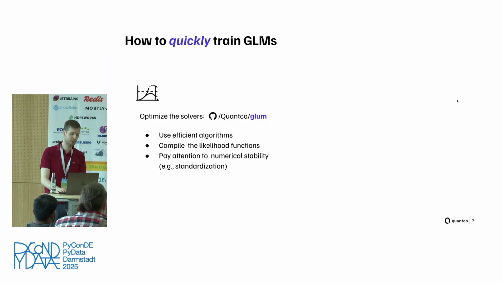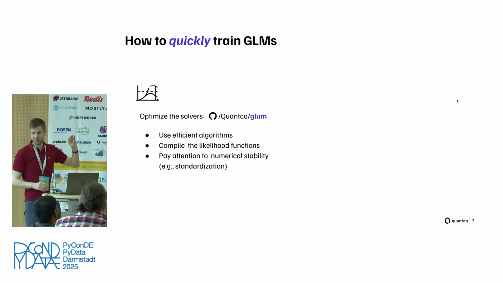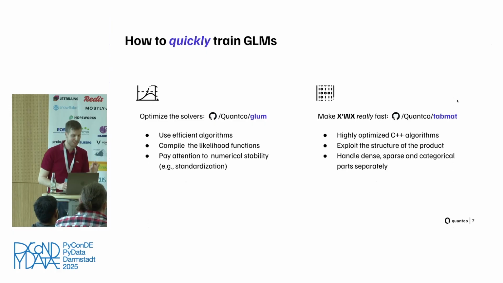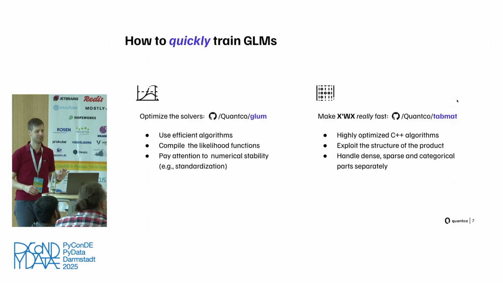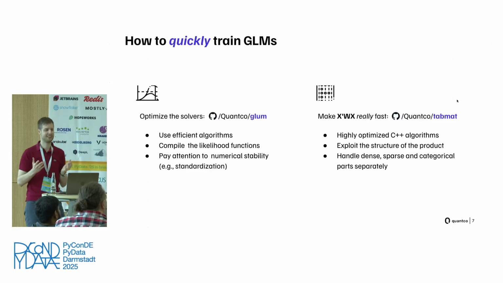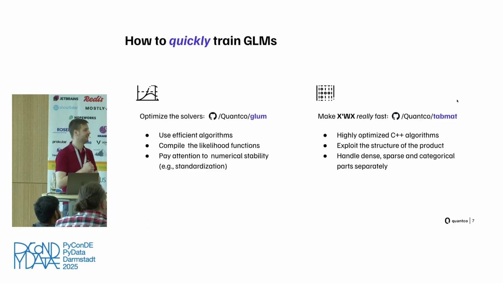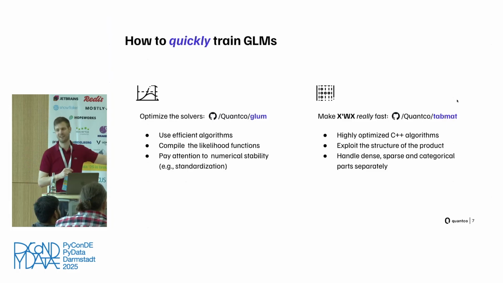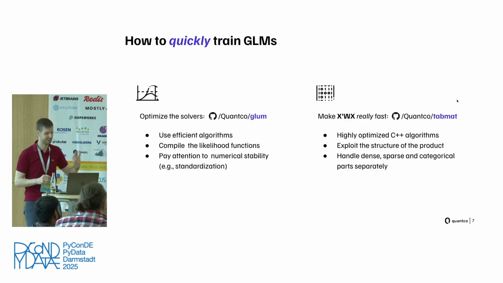It doesn't really matter. Pay attention to the usual things that you should pay attention to, like your algorithm should be numerically stable and all that kind of things. And we do this in this package called Glum. But the other thing you can do is to just take this sandwich product and make it really, really, really fast and efficient. And we have a companion library called Tabmat, which basically acts as a backend for Glum. And okay, it's a bit reductive, but the main purpose of Tabmat is to calculate this sandwich product lightning fast.